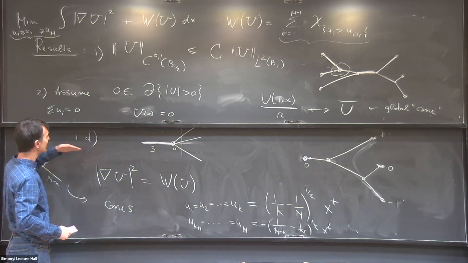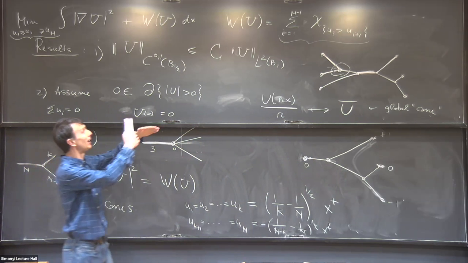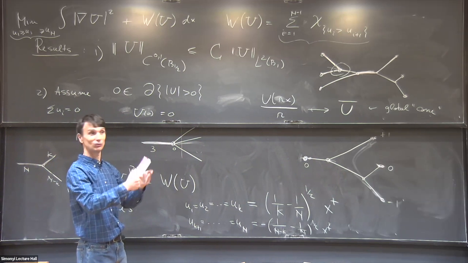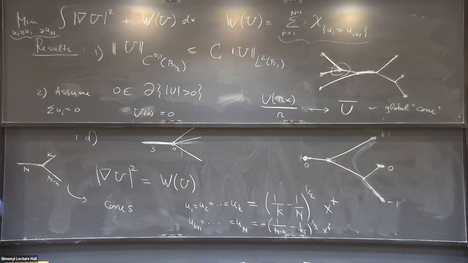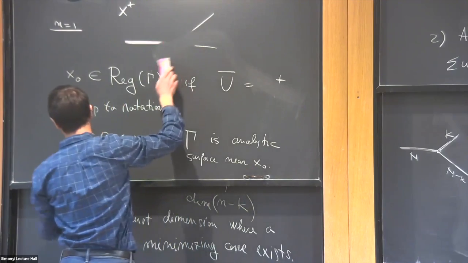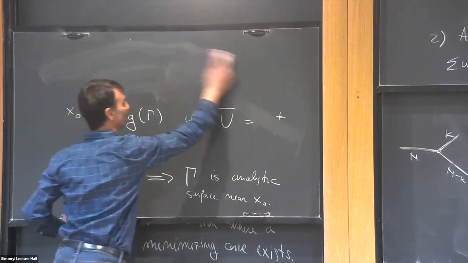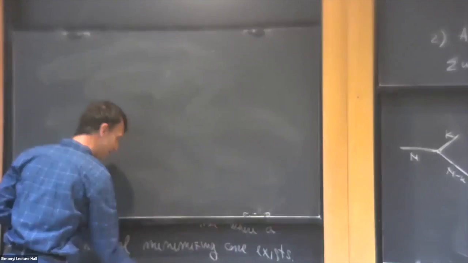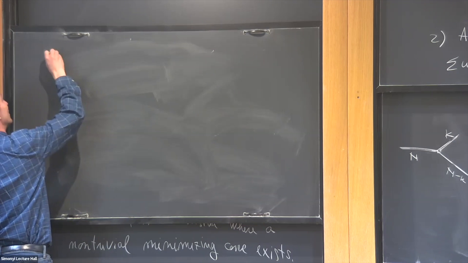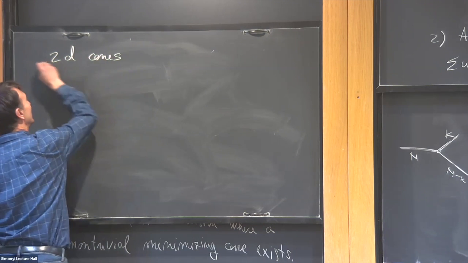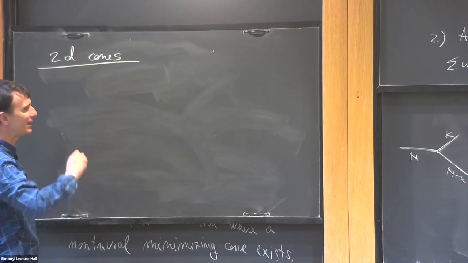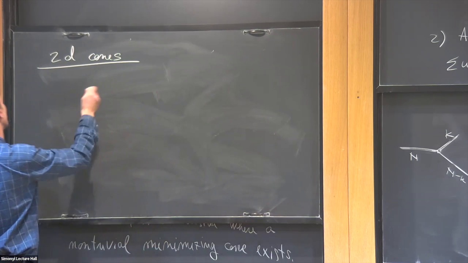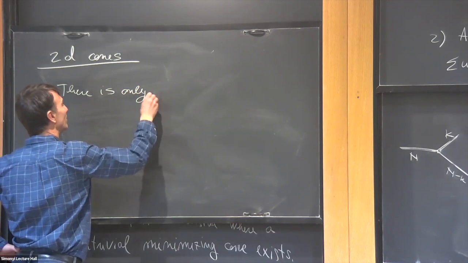But then the interesting part is, what happens when two boundaries cross? To see that, you have to go to cones in 2D. I'm going to write here, cones in 2D. So actually in 2D there exists only one minimizing cone.